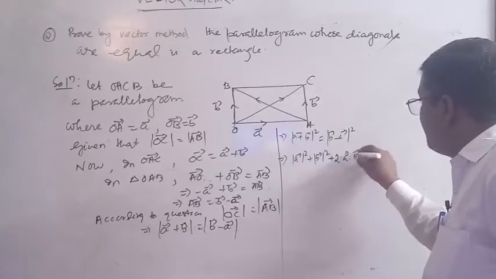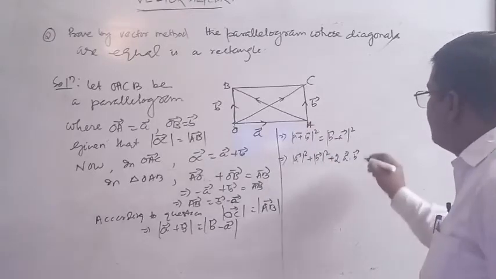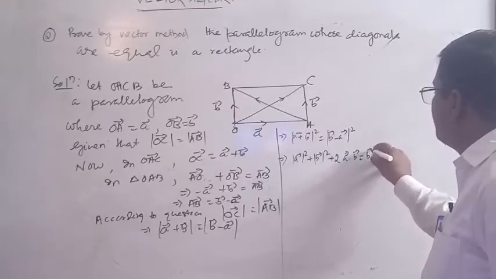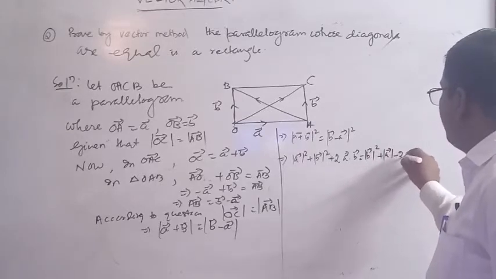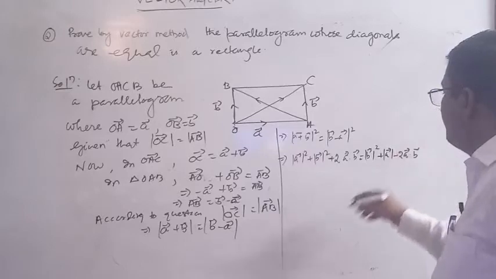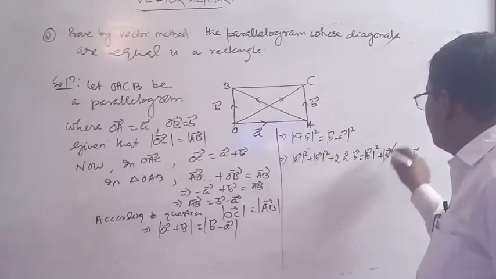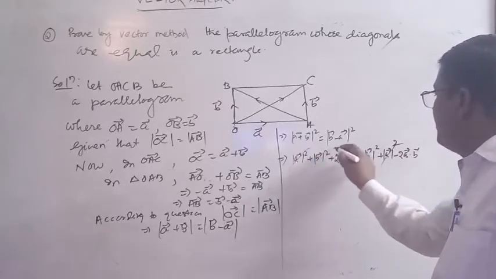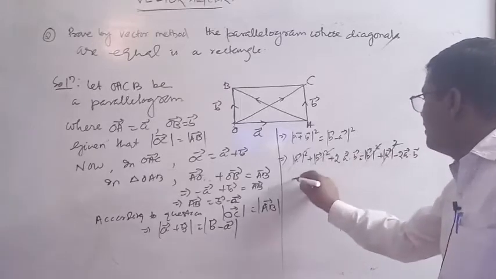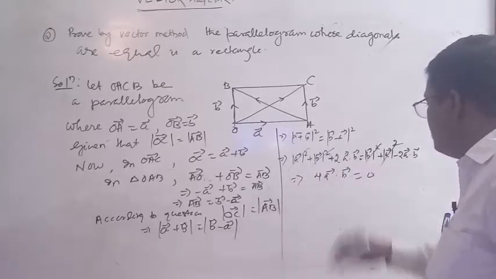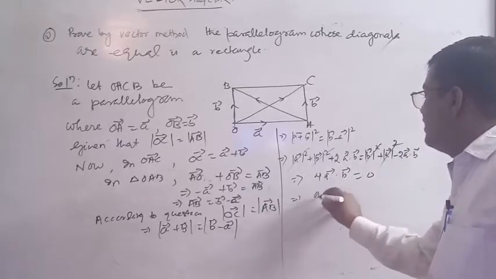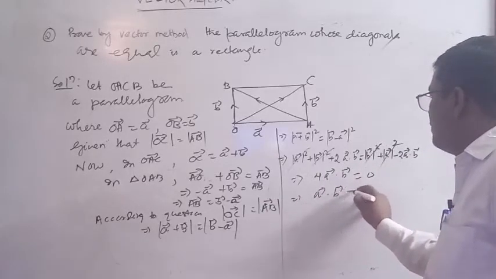This is the formula. Is equal to what? Magnitude B square plus magnitude A square minus 2A dot B. So magnitude A square cancels, magnitude B square cancels. That is what? 4A dot B is equal to 0. That implies A dot B is equal to 0.